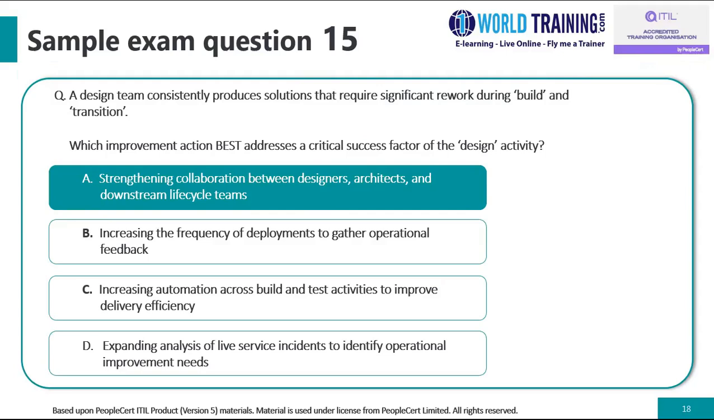B is wrong because increasing deployment frequency relates to transition or operate. C is wrong because automation improves build efficiency but does not address design effectiveness directly. And D is wrong because live service incident analysis belongs to operate and support.